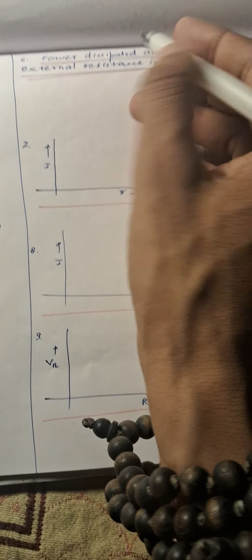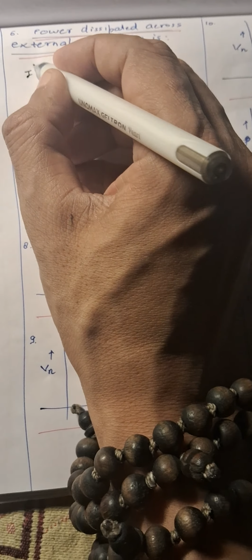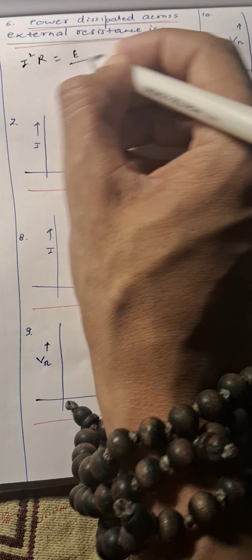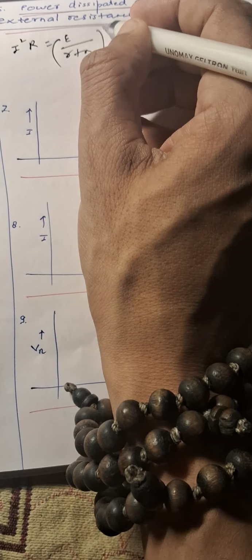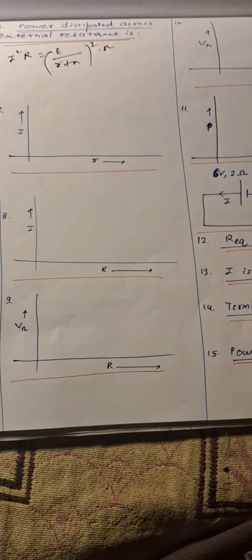Next is power dissipation across the external resistor. That will be I squared into R. I here is E by r plus R, whole squared, into R. So that will be the power dissipated.